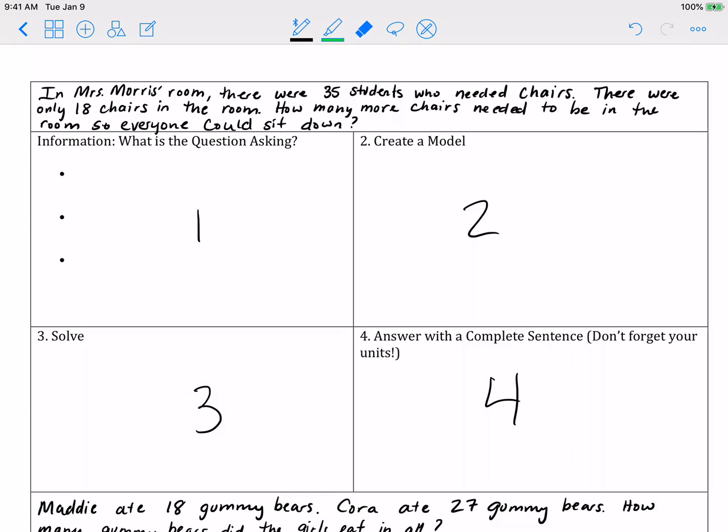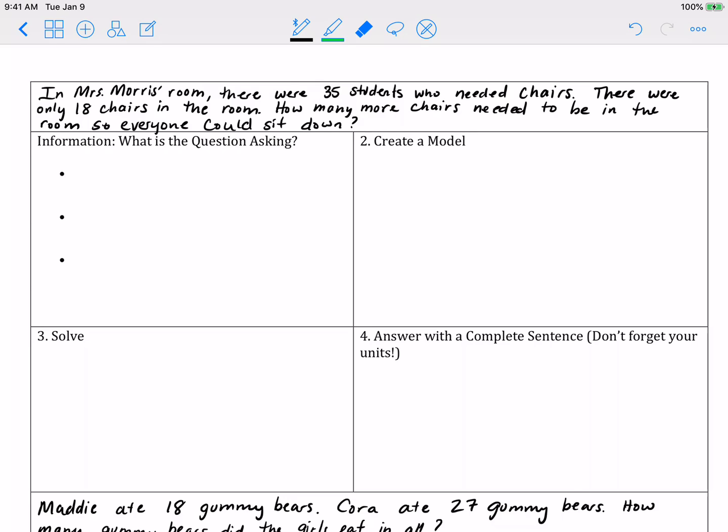So I'm going to read the word problem to us, and then I'm going to talk about how we want to use this model to help us solve word problems. So the question says, in Miss Morris's room, there were 35 students who needed chairs. There were only 18 chairs in the room. How many more chairs needed to be in the room so everyone could sit down?